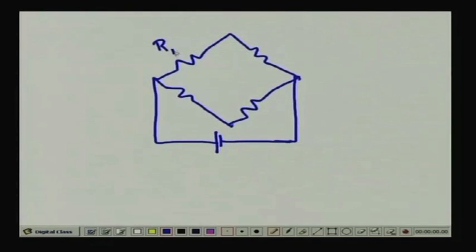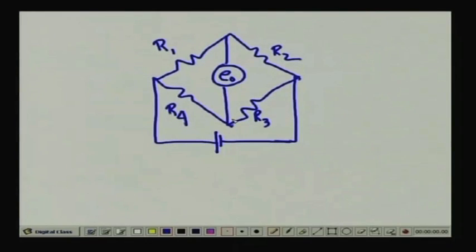This is R1. So this is our output voltage E naught. I can use a simple multimeter to measure that voltage, and I gave this the name Ex. This terminal node is A, this node is B, this node is C, and this node is D.